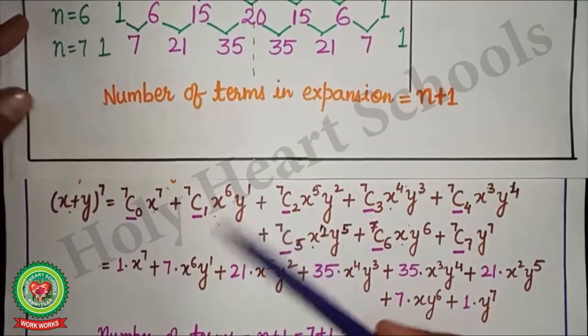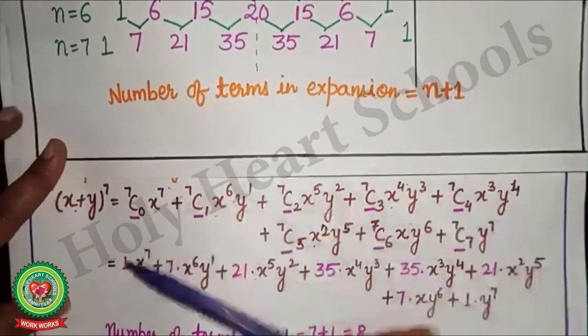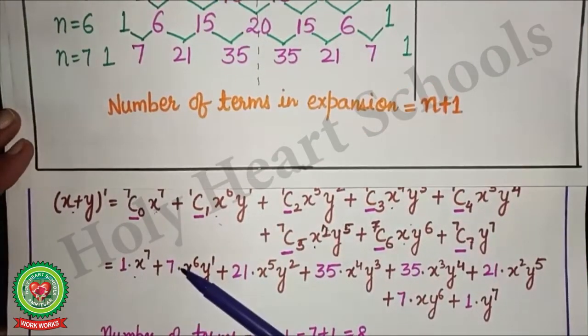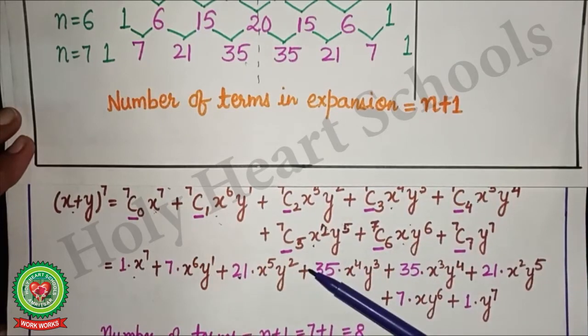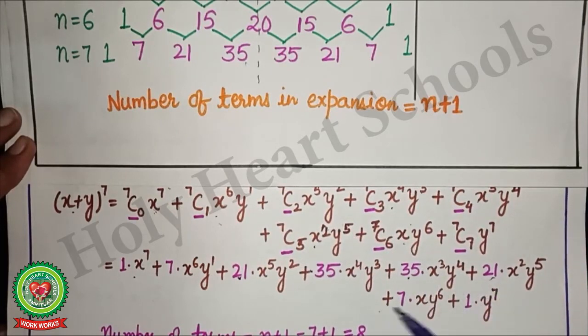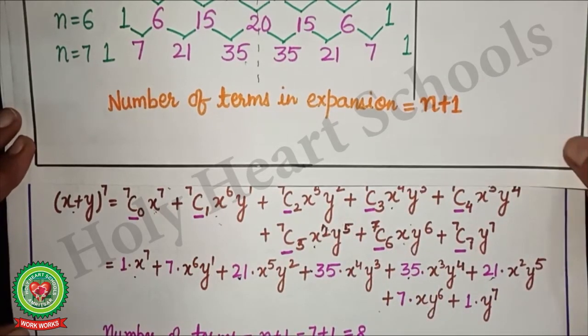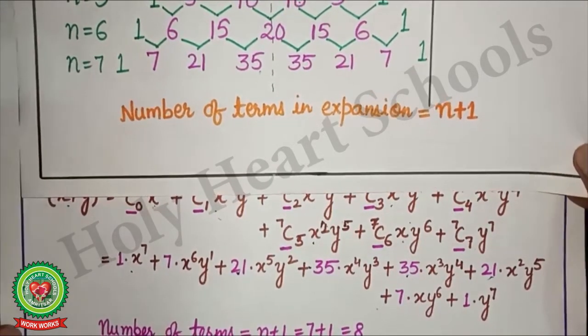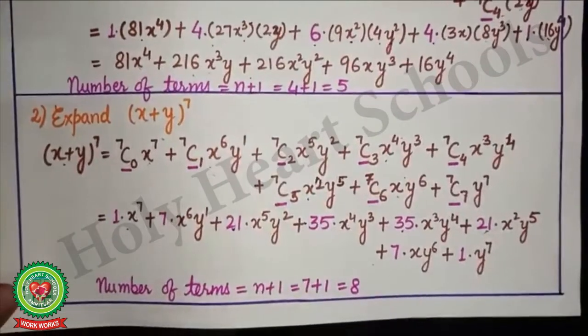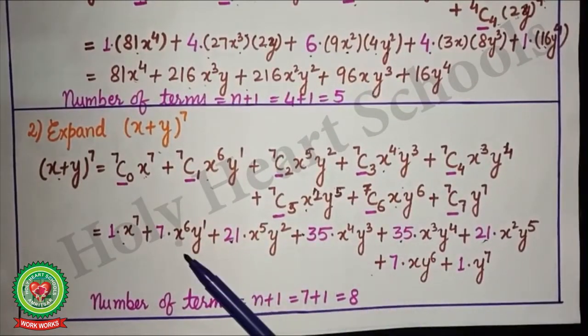Now for the first one, 7c0, it is 1, then 7, then 21, same from here, 35, 35, 21, 7 and 1. In this way, we can expand the power to any power very easily. Again, here you can find the number of terms is coming out to be 8. So it is 7 plus 1, which is 8.